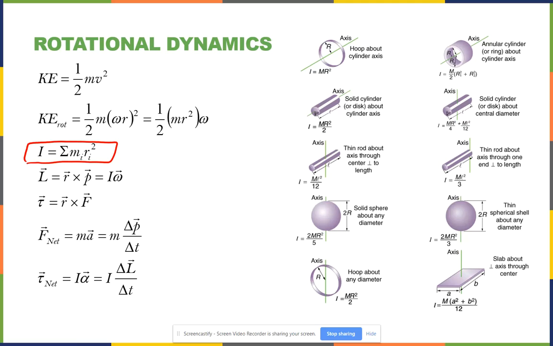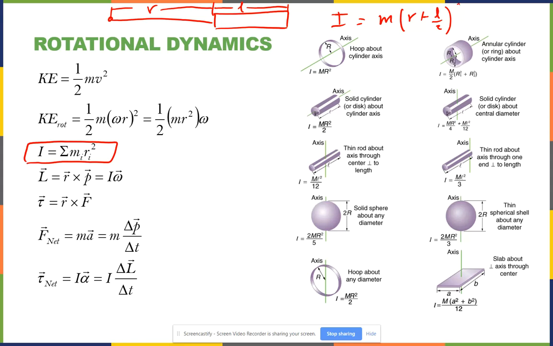I set stuff down all the time. This is key to my lectures. So for that problem, for the string with the rod at the end, if this is R and this is L, then the correct moment of inertia would be mass times (R plus L over 2) squared plus 1/12 mL squared. That would be the correct answer.